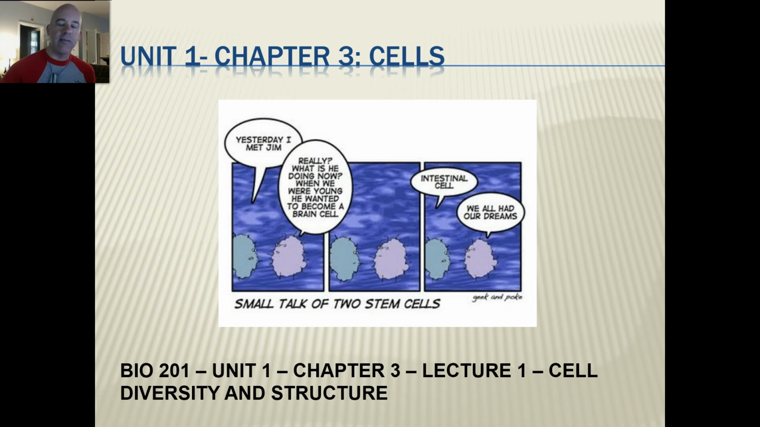Okay, so Chapter 3. So in Chapter 2, you learned about the chemical building blocks of our cells, the inorganic and organic compounds that your cells and therefore your tissues and your whole body are composed of. And so in this chapter, we're going to go over some background information about cells that you need to know to move forward in the course.